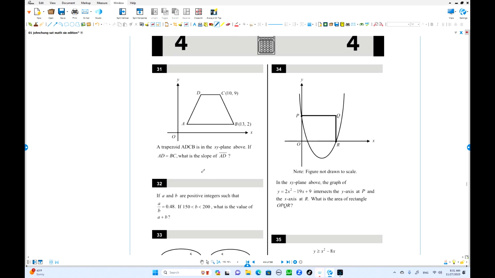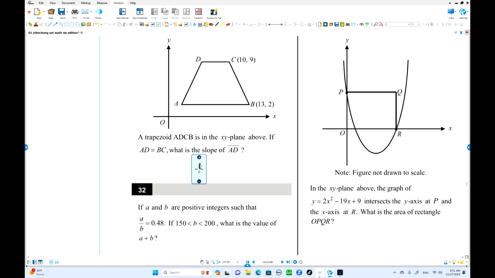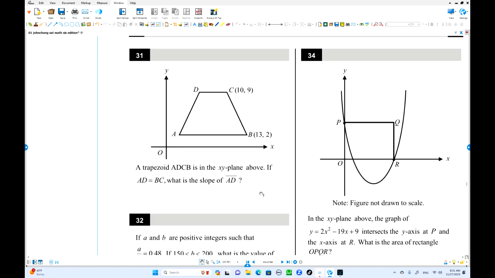Right here, we got number 31. A trapezoid with AD equals BC. These two legs are equal, which makes it an isosceles trapezoid. What is the slope of AD? We can expand that better. We don't have these two points, so maybe you can use this one. The slope is found when you make the line over here.